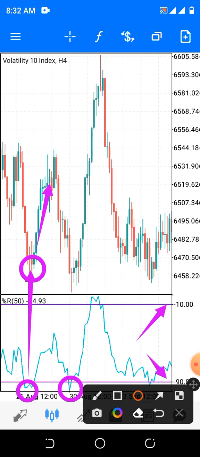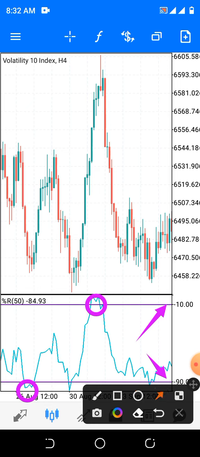So you make your buy entry here. Make your buy entry here. This is another huge profit for you. Do you understand? Now when the Williams percent range indicator is above minus 10, that is a clear sell signal for you. A clear sell signal. This is 99% accuracy. So this is what a clear sell signal looks like.